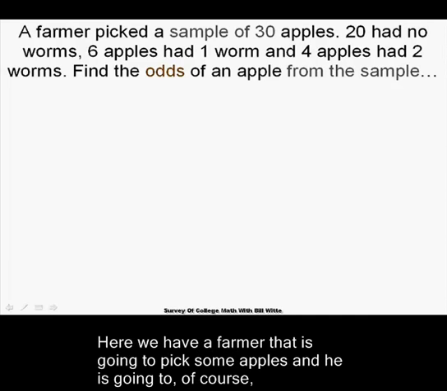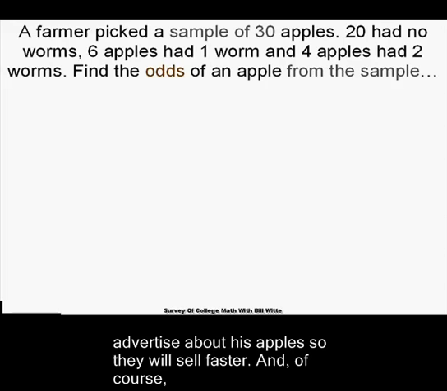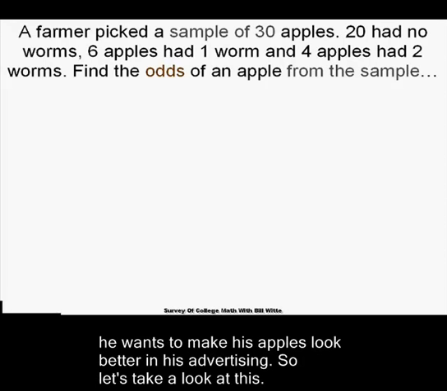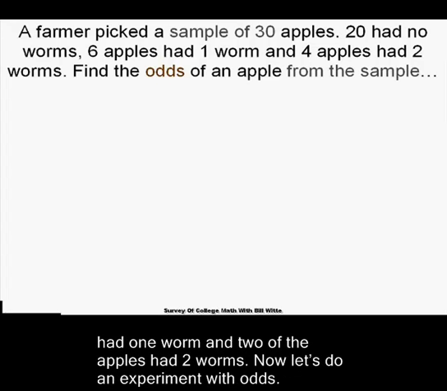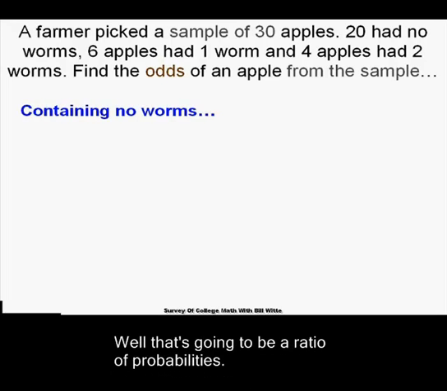Here we have a farmer that's going to pick some apples, and he's going to, of course, advertise about his apples, okay? And, of course, he wants to make his apples look better in his advertising. So let's take a look at this. He picked a sample of 30 total apples. 20 had no worms. 6 apples had 1 worm. And 4 of the apples had 2 worms. And I want you to experiment a little with odds here. I want to find, based on that information, the odds of an apple from this sample containing no worms. Okay, what are the odds that it contains no worms?